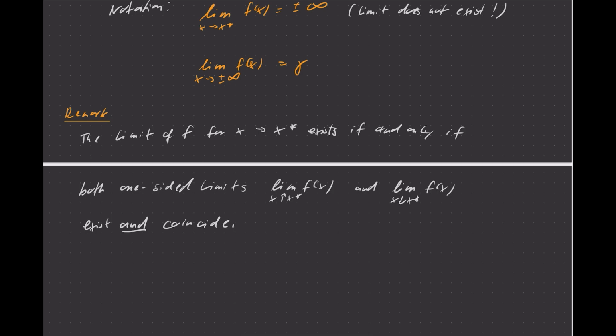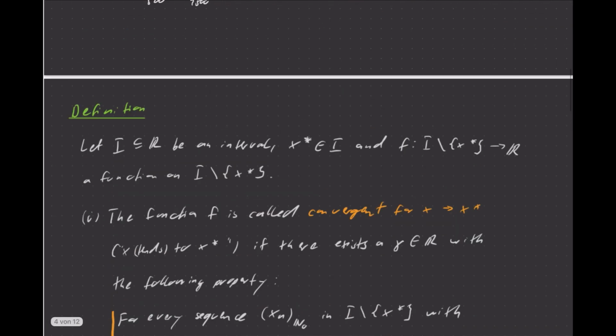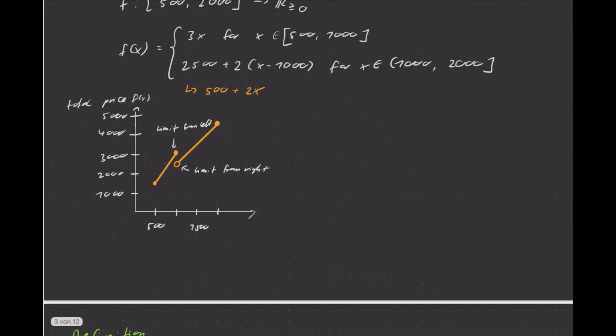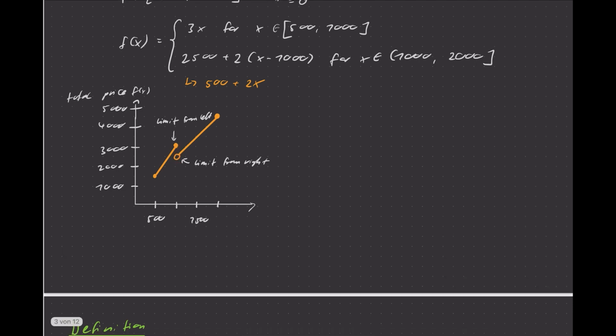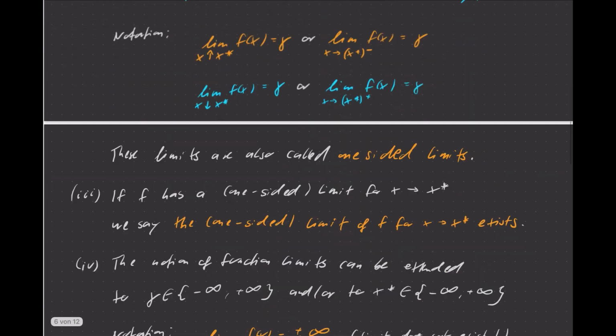And if you think back of our example here in the very beginning, this one here, you can see that both one-sided limits do exist. So this here is the limit from the left. This is the limit from the right, but they do not coincide. So in this case, the limit would not exist.